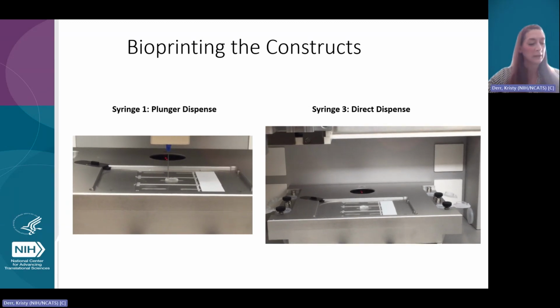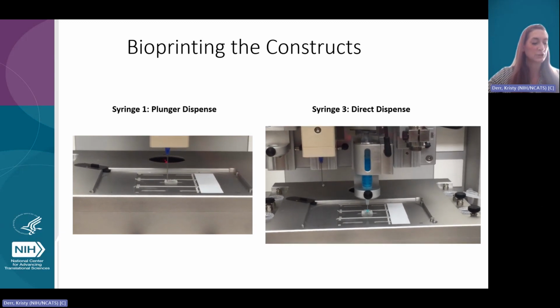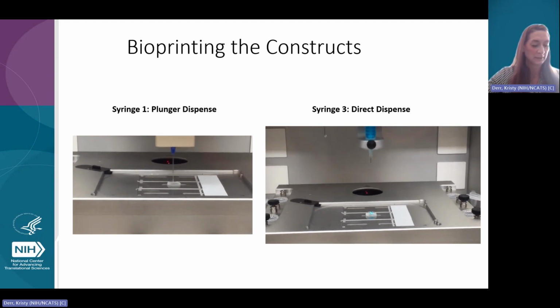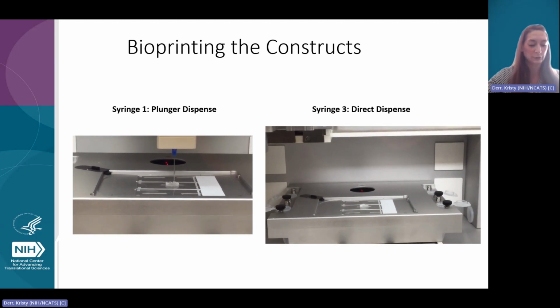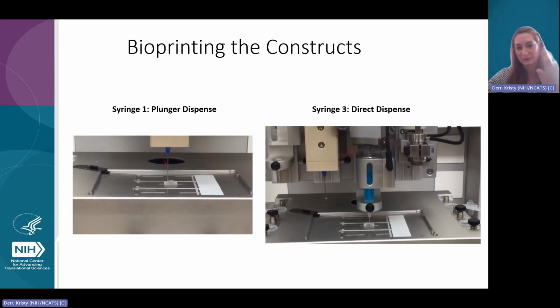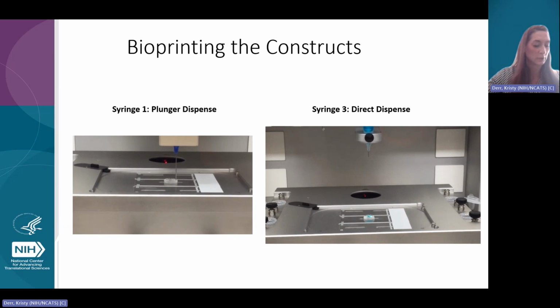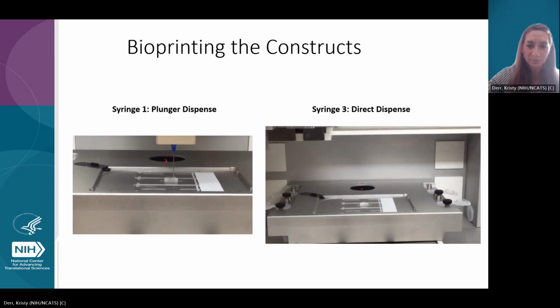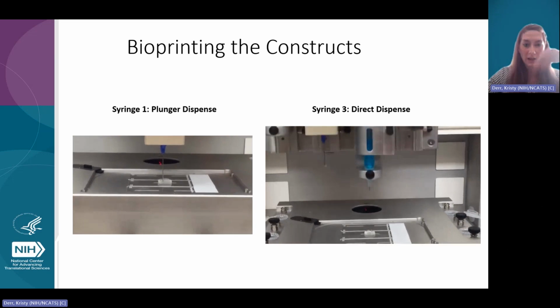So here's 2 videos of what our print looks like. The first is the plunger dispense, that's the dermis. And then the other video is the keratinocytes. So just for sake of being able to visually see the print, the keratinocytes are in blue. These are normally printed in a transwell as well, but you really wouldn't be able to see it inside the transwell.